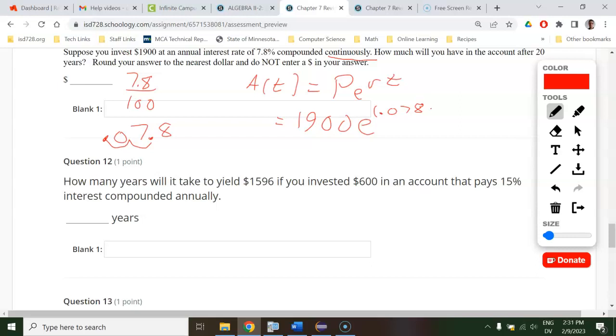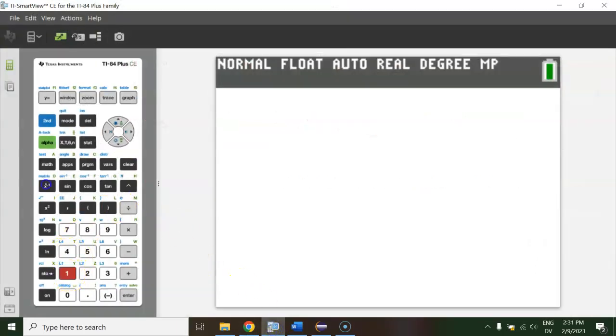Okay, and then this one we know the time is 20. So we're going to put in 20 for the years and then just crunch away on the calculator. So what it would look like: 1900, and then the e to the x key goes second in this key right here. If you have a different calculator, just find the one that says e to the x.